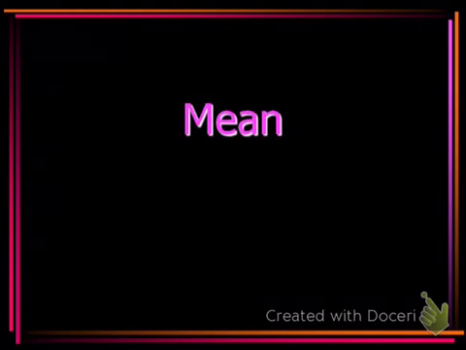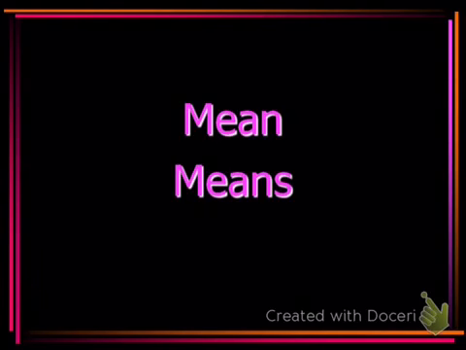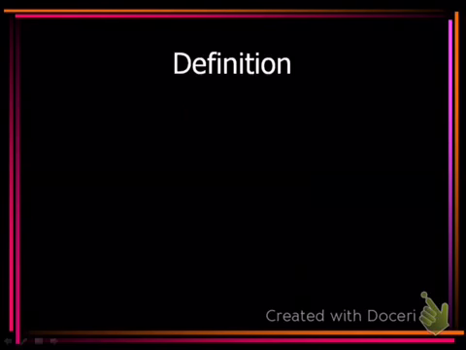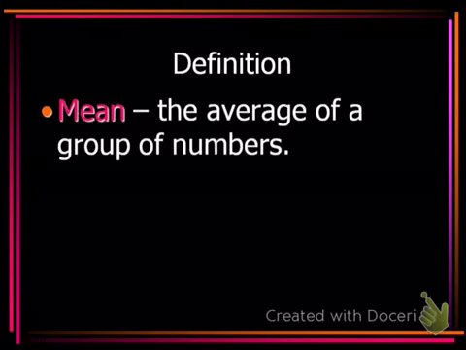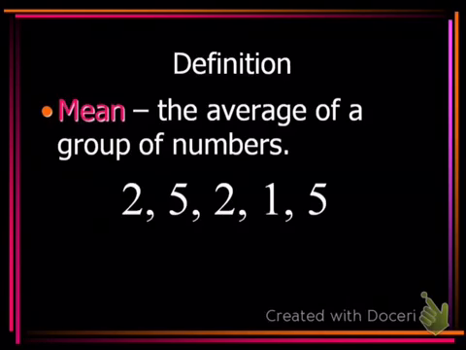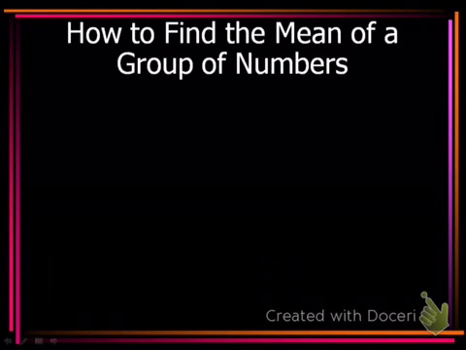So first one we're going to talk about is the mean, and the mean means average. So the actual definition is the average of a group of numbers. So if we were given 2, 5, 2, 1, and 5, the mean would be 3, because that's the average of all those numbers. So how do we find the mean of a group of numbers?